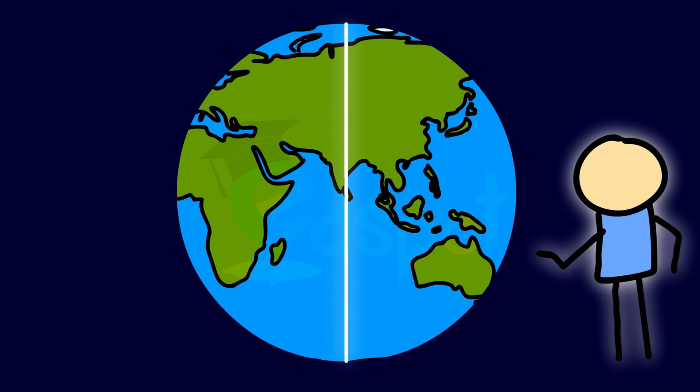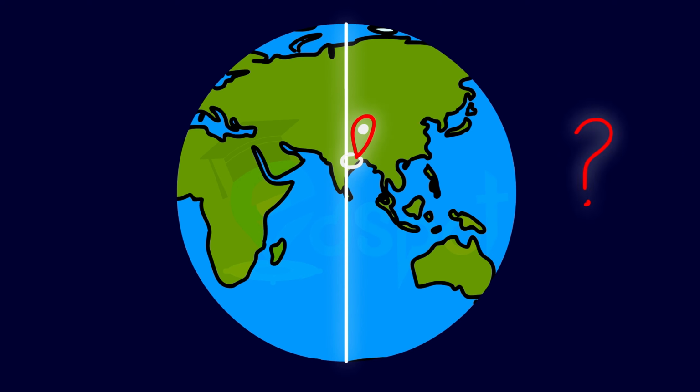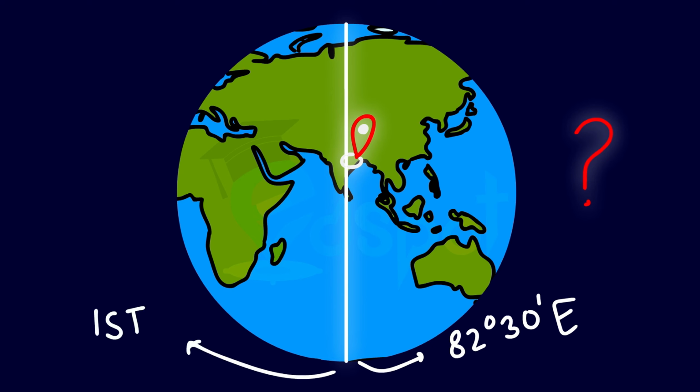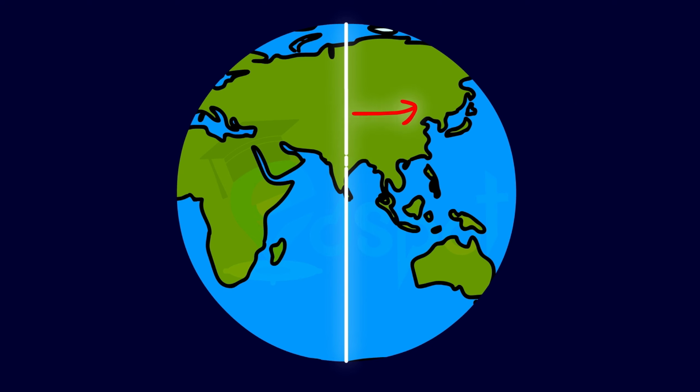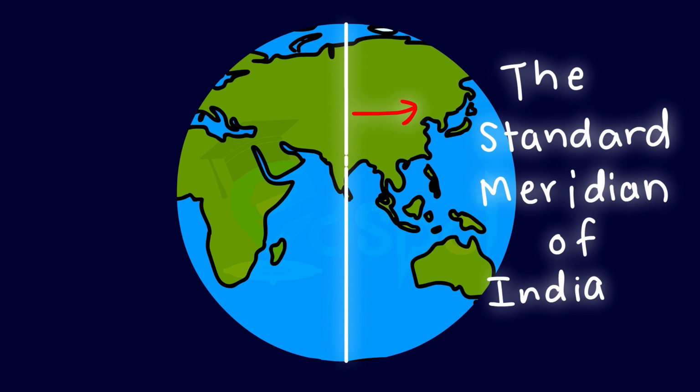You have already read earlier why the local time of longitude 82 degrees 30 minutes east has been taken as the Indian Standard Time. This meridian or longitude is also termed as the Standard Meridian of India.